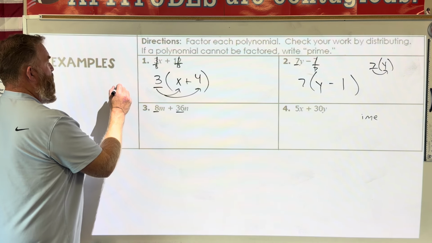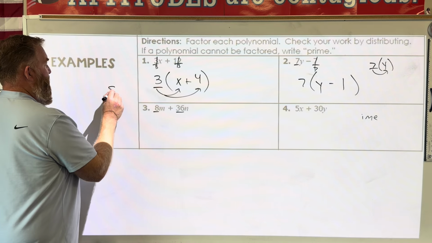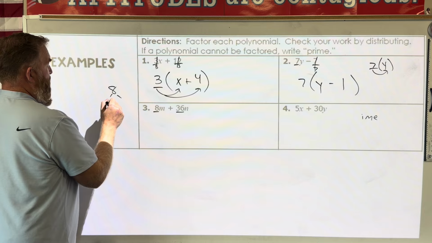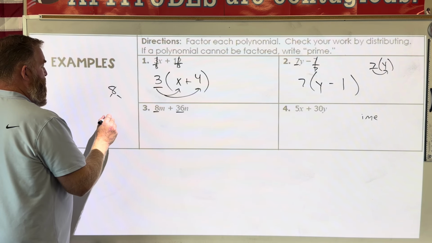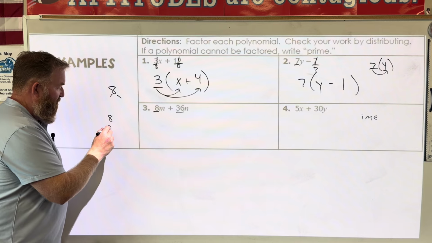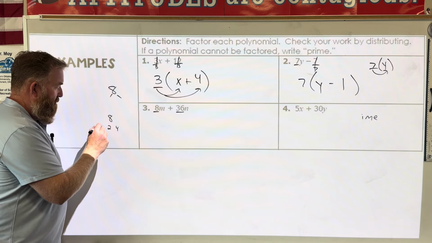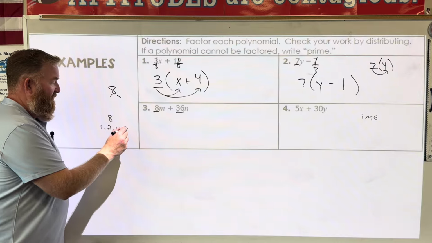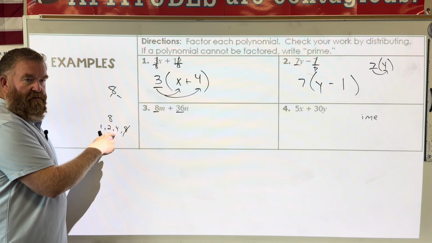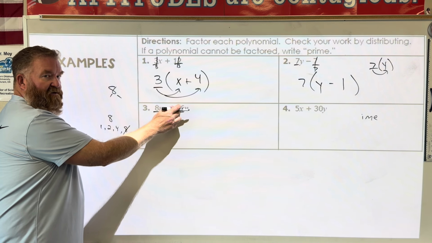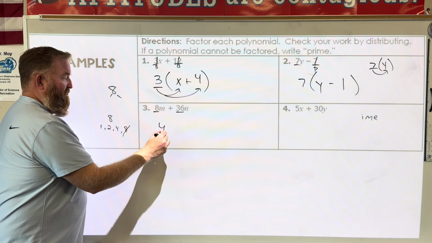Okay, let's talk about the numbers that go into 8. Here's how I always did it. What 2 numbers multiplied to be 8? 2 times 4 and what? 4 times 2 and what? 1 times 8. Well, we've checked out the 8. What's the next number down? 4. Will 4 go into 8? Yes. Will 4 go into 36? There's my greatest common factor.